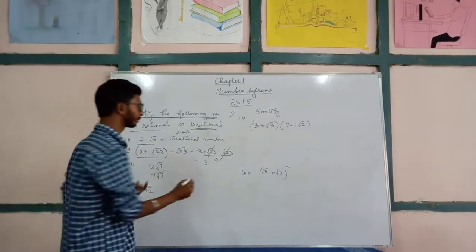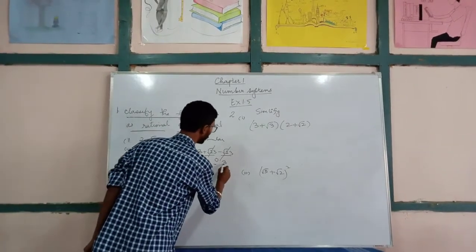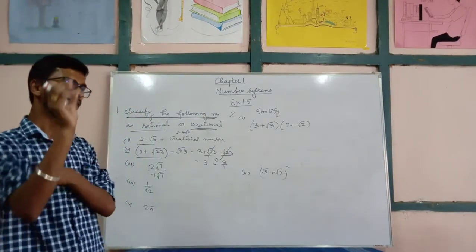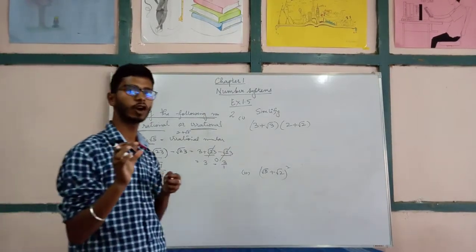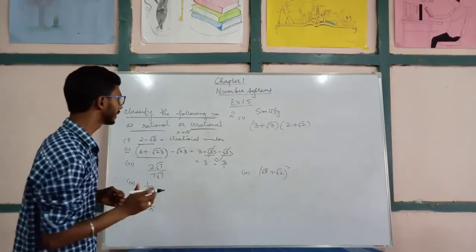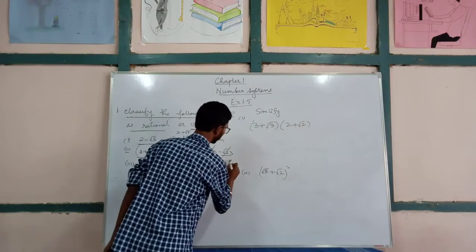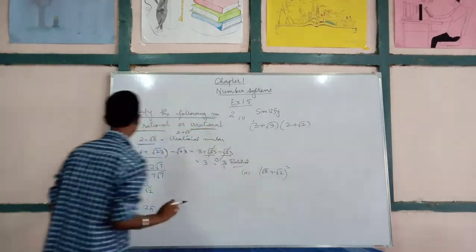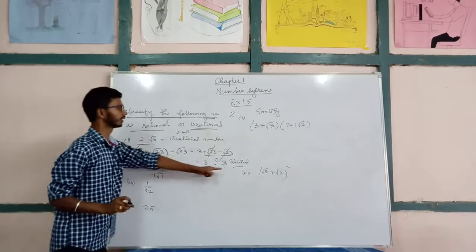Now 3 we can express in the form of 3 by 1, that means p by q. And we know that if we express any number in the form of p by q, where q is not equal to 0, such numbers are called rational numbers. So the answer for the second question is rational.